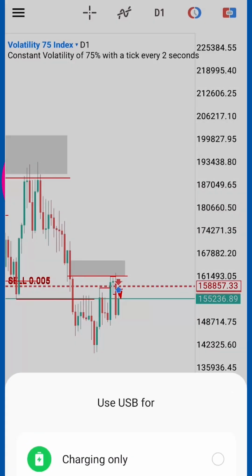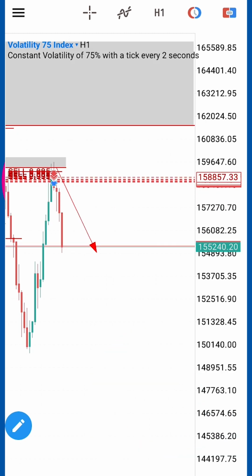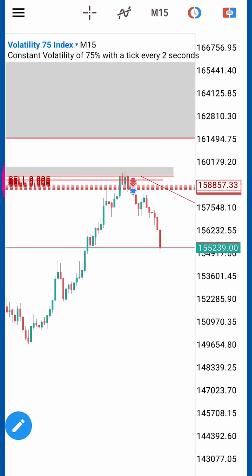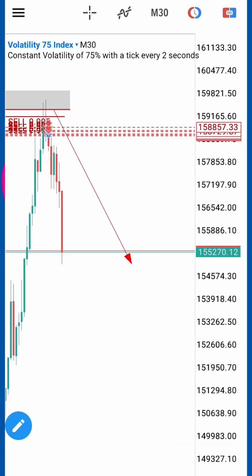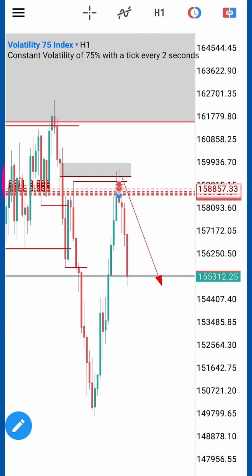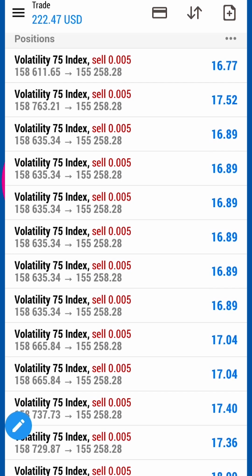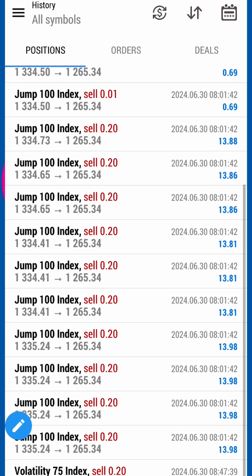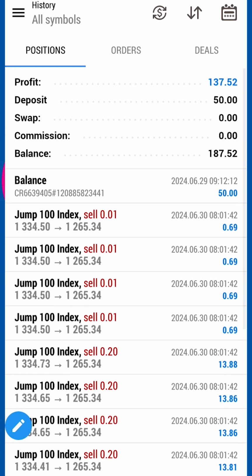So this is afterwards. Price just did its thing. It did not even waste a single moment right there. It just hit and then it dropped. And what I liked is that it didn't waste time and it went into profits immediately as soon as we entered. And it was quick because from Jump 100 index we made money fast. It just went straight into profits, and this one it went straight into profits as well.